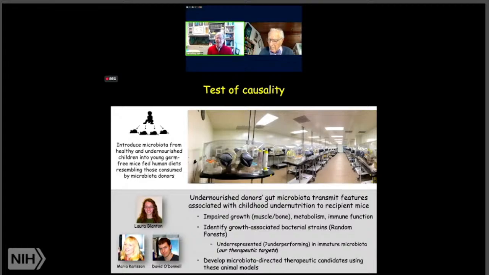So she identified a subset of growth discriminatory strains from these experiments. And these strains included strains that were underrepresented and presumably underperforming in immature microbiota. And they became our therapeutic targets. Now, we're funded by the Bill and Melinda Gates Foundation.